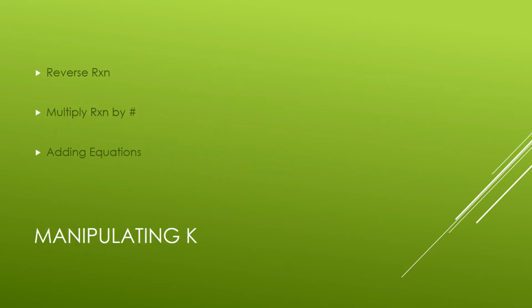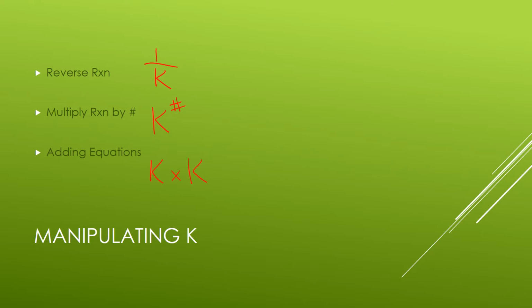Now let's talk about manipulating K. This is very similar to Hess's law of summation, but you have to manipulate K differently than you do delta H. If you reverse a reaction, you take 1 over K. If you multiply a reaction by some number, then you take K raised to that power. And if you add equations, rather than adding Ks, you multiply your K values.